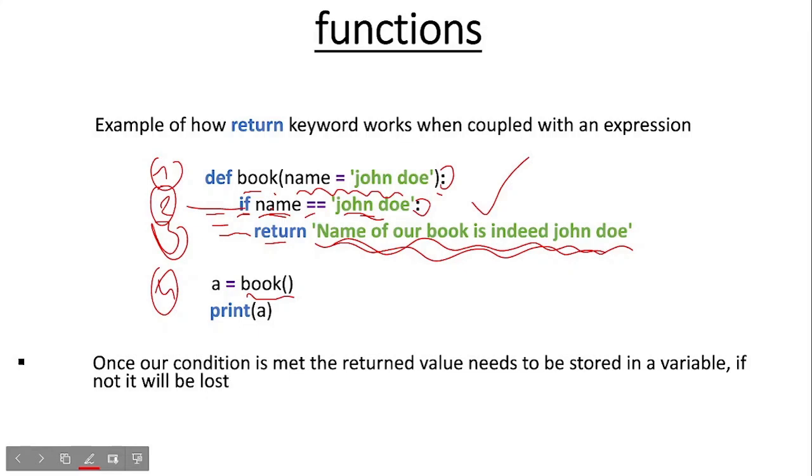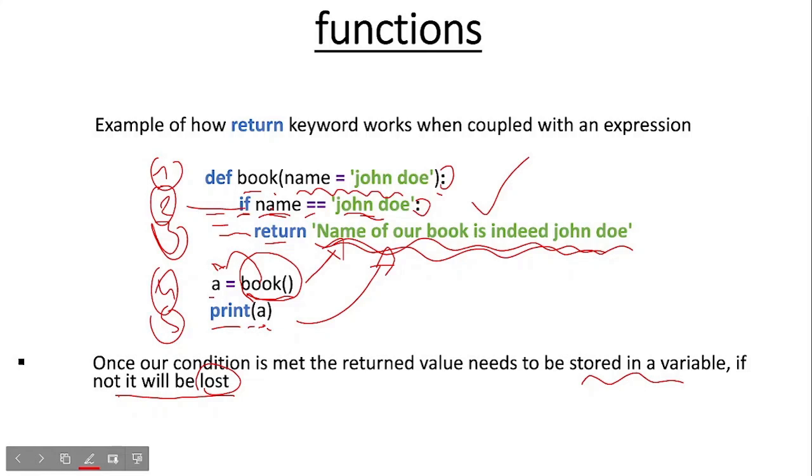Now, when the return keyword is used inside the function, we have to store it inside a variable. If not, the value will be lost. So again, when we invoke, name of our book is returned. So the string is returned. Then we store it inside a variable. Then we use the print function, and the following text, name of our book is indeed John Doe, will be displayed on our screen. So again, this is how the return keyword operates when it's solely placed inside the function.